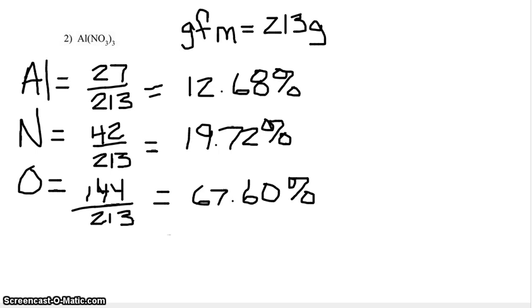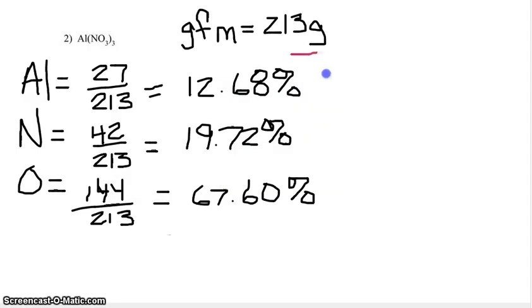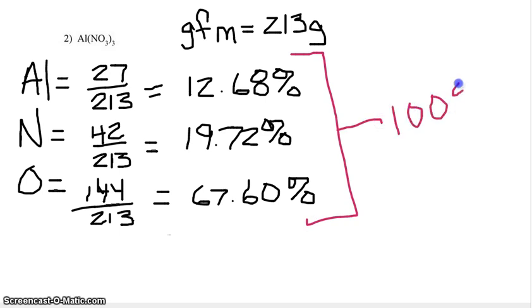So looking at aluminum nitrate, these percentages would be your percent composition. Aluminum nitrate is 12.68% aluminum, 19.72% nitrogen, and 67.6% oxygen. And again, double check by adding up all of your percentages, which should get you to 100%.